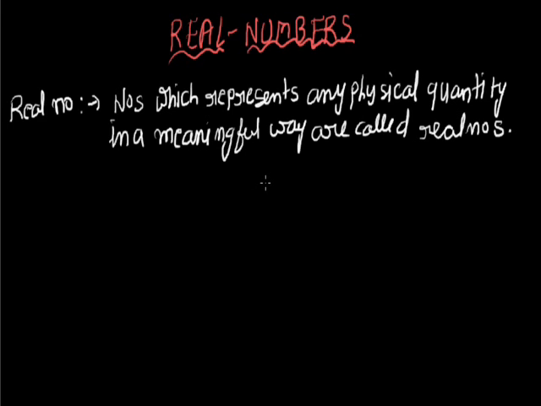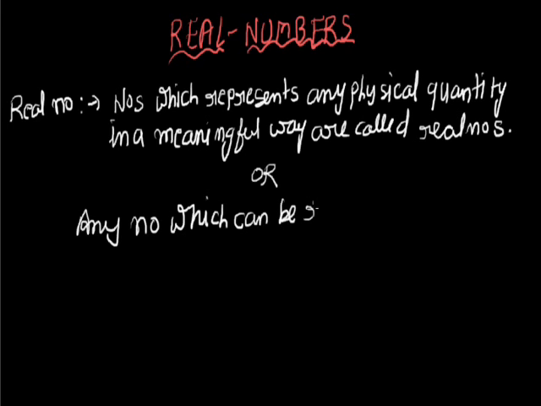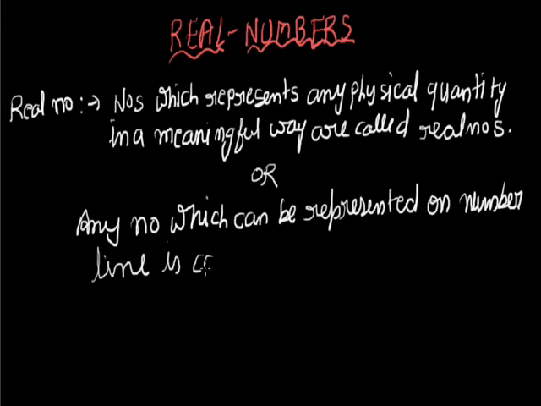Now, if you want to give another definition of the real numbers, we can write it in more mathematical terms like this. Any number which can be represented on the number line is called a real number.